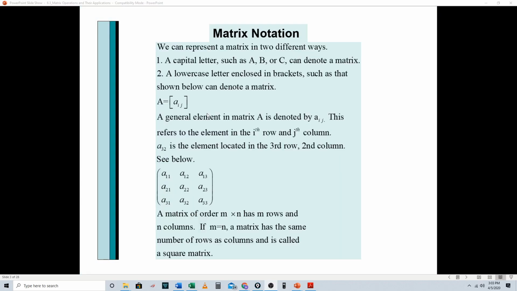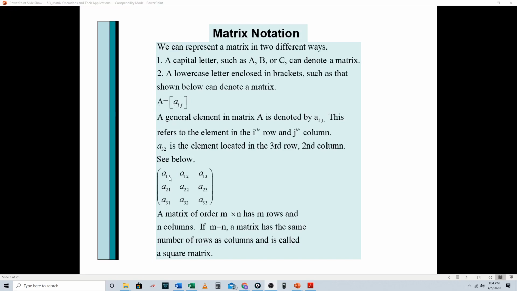So, notations for matrices. We can represent a matrix two different ways. We can either use a capital letter such as A, B, or C to denote a matrix, which is what we're most likely going to be doing. So a matrix A and matrix B. A lowercase letter enclosed in a bracket, such as shown below, can also denote a matrix. Now, the way this works is, again, we can just say matrix A, or we can write it as this.